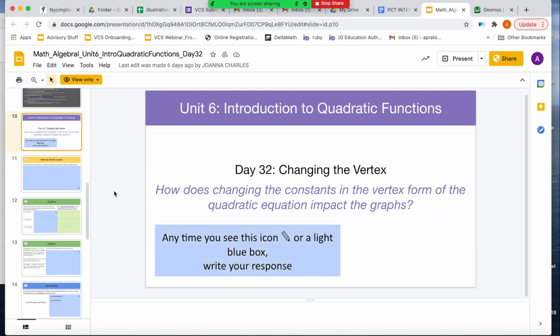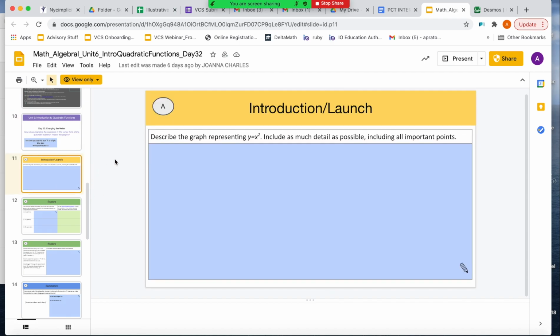This video will talk about Unit 6, Introduction to Quadratic Functions, Day 32, Changing the Vertex. How does changing the constants in the vertex form of the quadratic equation impact the graphs? And we are going to focus on reviewing the launch from this video.